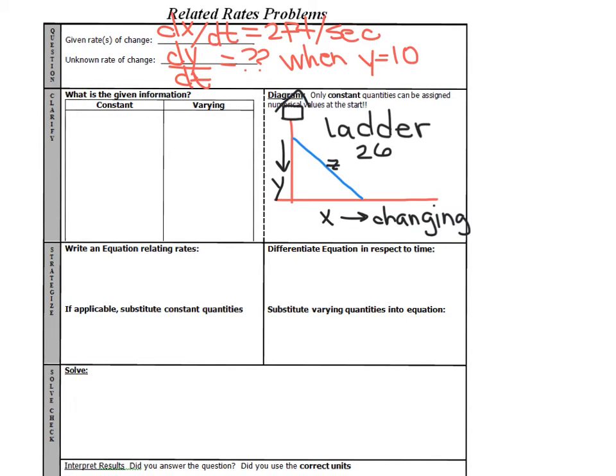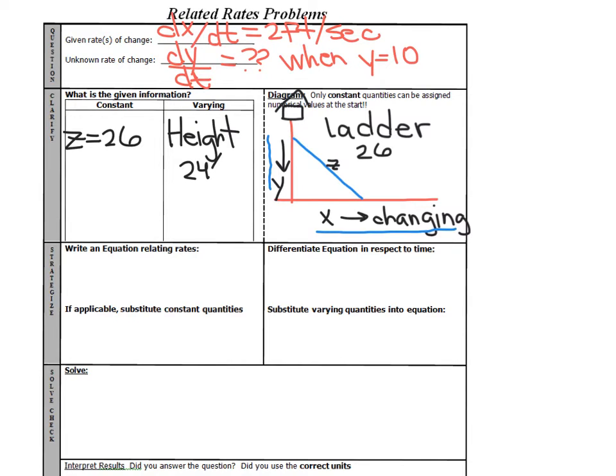Now as you can see, x is changing, the distance of the ladder's base from the wall, and y is changing, the height of the ladder on the wall. So what is constant in this problem? Well, the only thing constant is z, which is the length of the ladder. And what is varying? It's the height of the ladder in respect to Tweety Bird's house, and we know that it starts out at 24 feet.